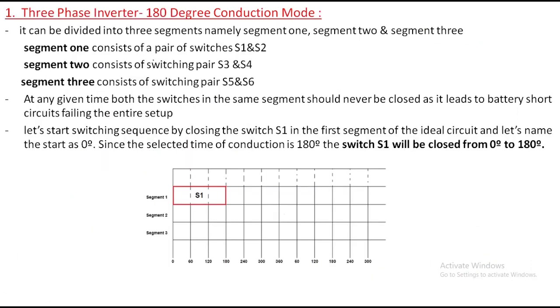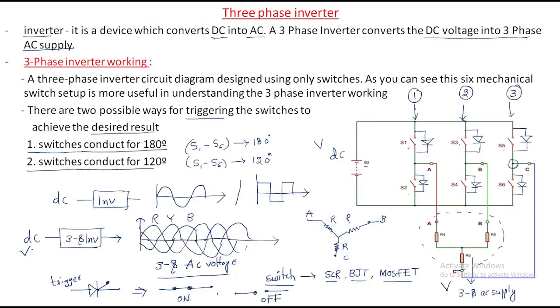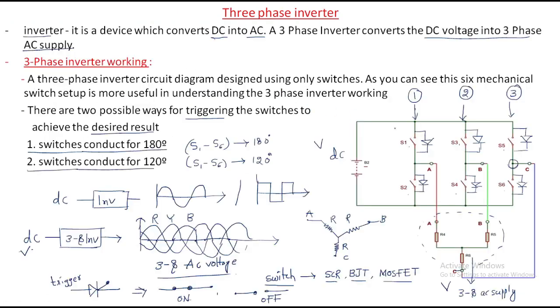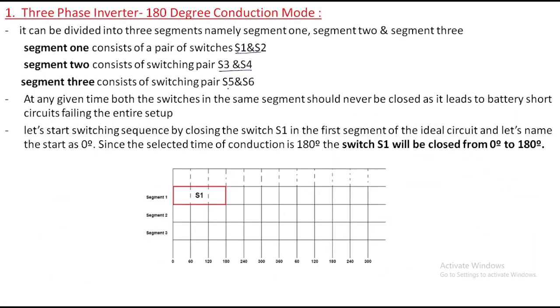Right, look at here. Segment 1: S1, S2, this switch and this switch. Segment 2: S3, S4. Segment 3: S5, S6. These are the switches. Then understanding the operation is easy. At any time, both the switches in the same segment should never be closed, as it leads to a battery short circuit in the entire circuit.